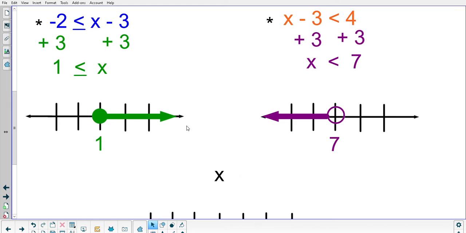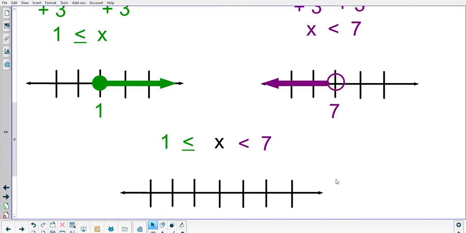Now, let's go ahead and take a look at this. This one says 1 is less than or equal to x, and over here we've got x is less than 7. So we put it back together. We've got 1 is less than or equal to x, and x is less than 7.